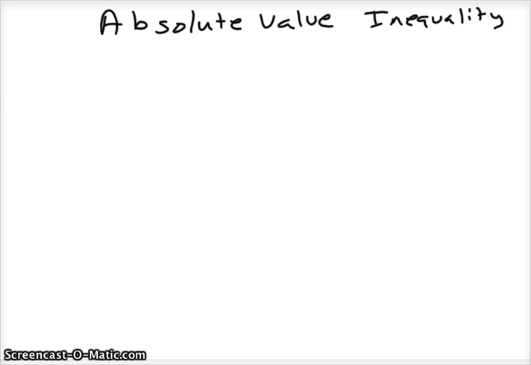All right, so let's talk about another absolute value inequality. Let's say we had the absolute value of 2x minus 3, because I want 3. So 2x minus 3 is less than, let's go with 7.